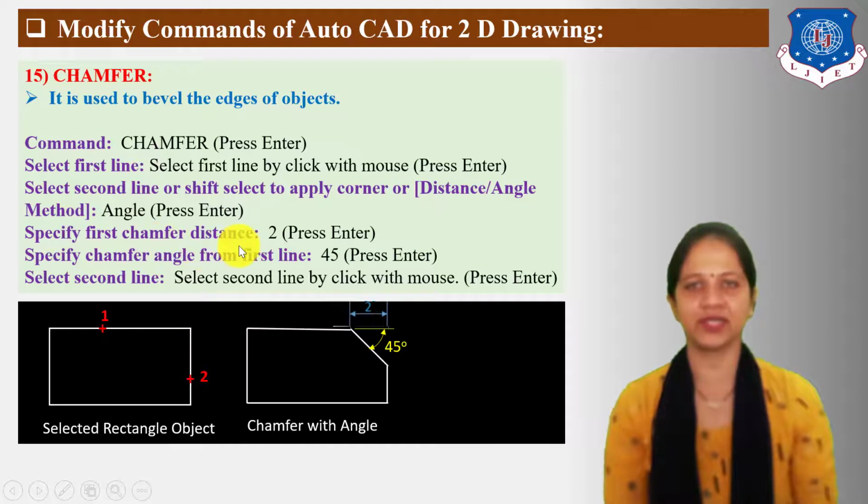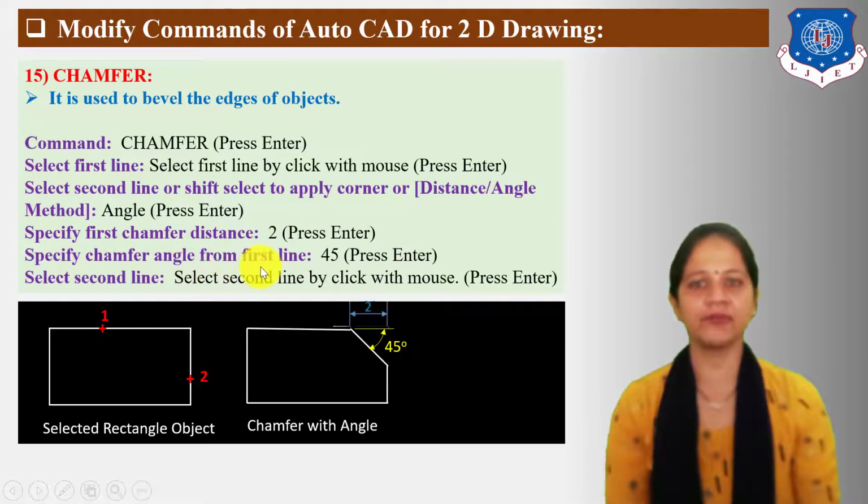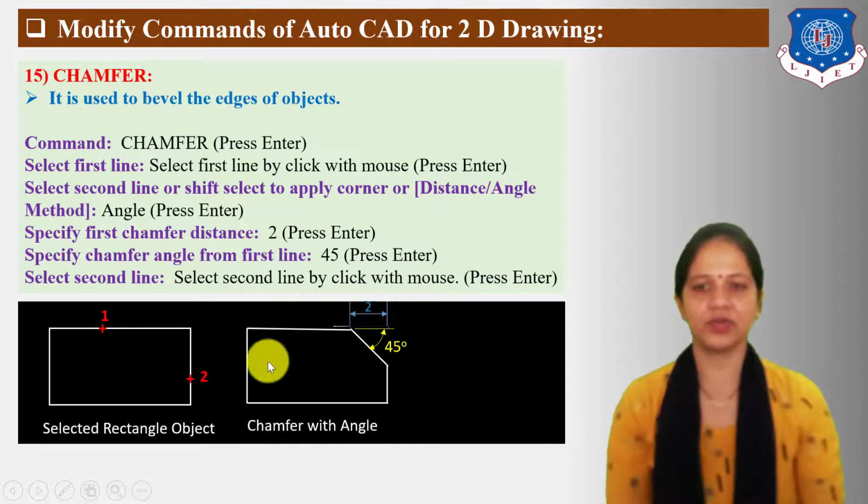Specify first chamfer distance. Here I have taken 2 units for the first chamfer distance, then press enter. Specify chamfer angle from first line. So from this first line, I have taken a 45-degree angle, then press enter. Next statement displayed on the command bar is select second line. So select the second line by clicking with the mouse. Then press enter. Here you can see this is our selected object.